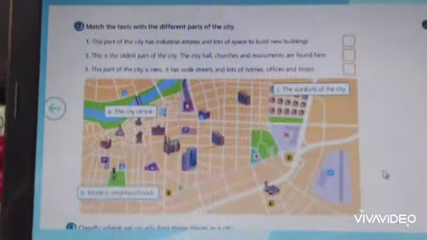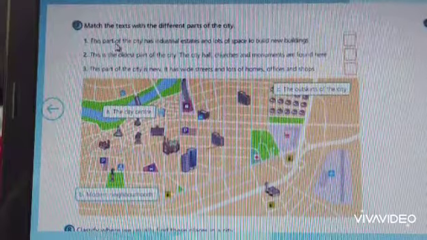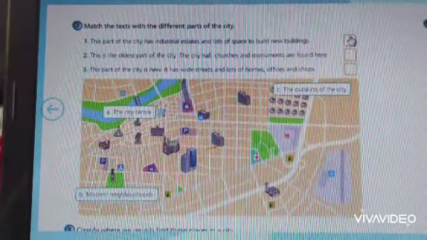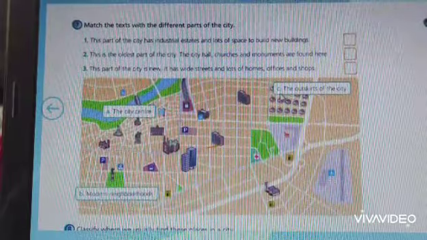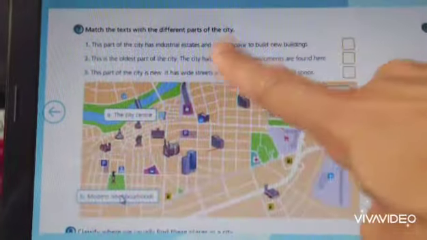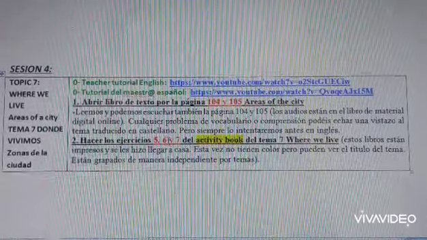In exercise number 7, as you see, you have to read the text number 1, 2, and 3, and here on this side you can write the letter that refers to each sentence. See, we finish session number 4 with exercises 5, 6, and 7.